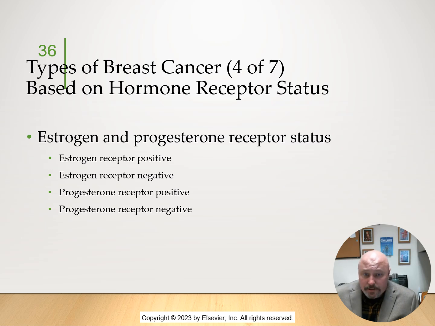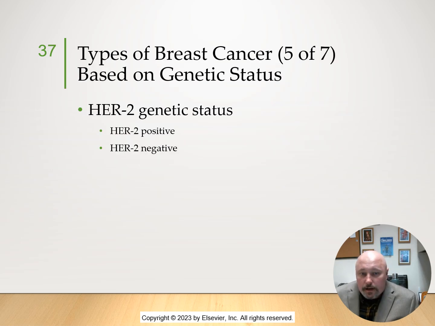Classification could also be based on their hormone receptor status, meaning estrogen receptor positive or negative, or progesterone receptor positive or negative. Another classification could be under the HER2 genetic status. In this case, HER2 refers to a specific set of genes that could cause abnormal cells to grow within the breast.